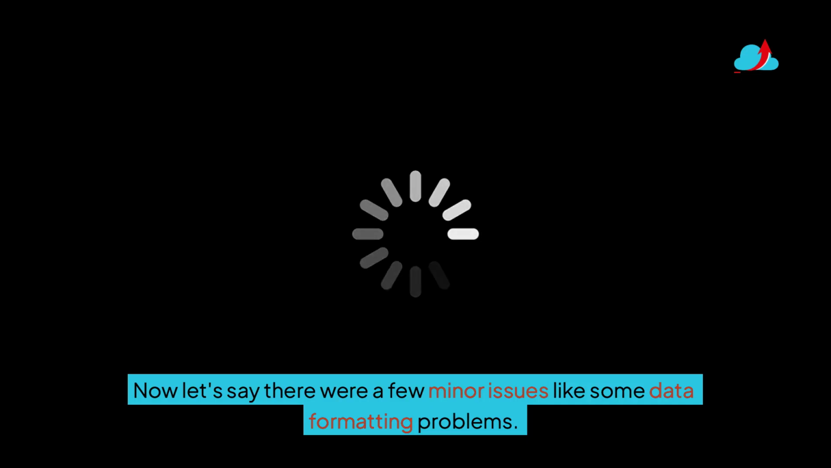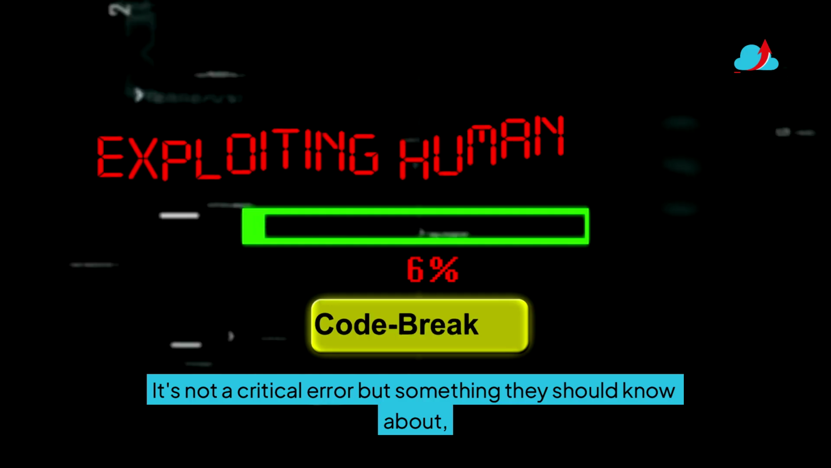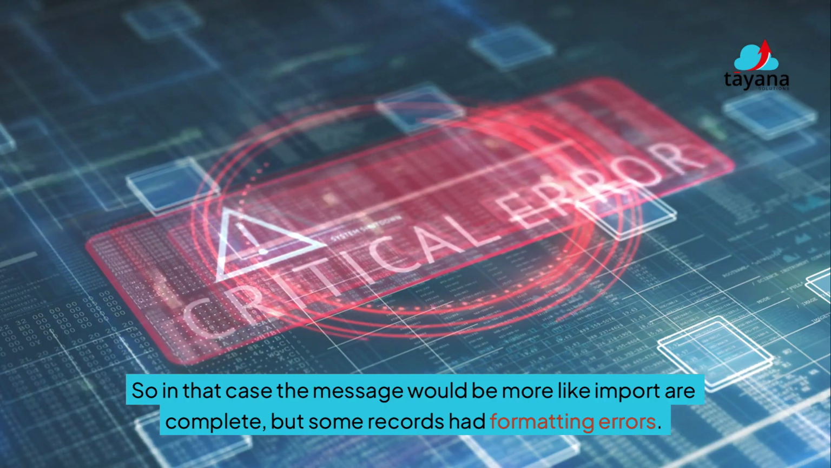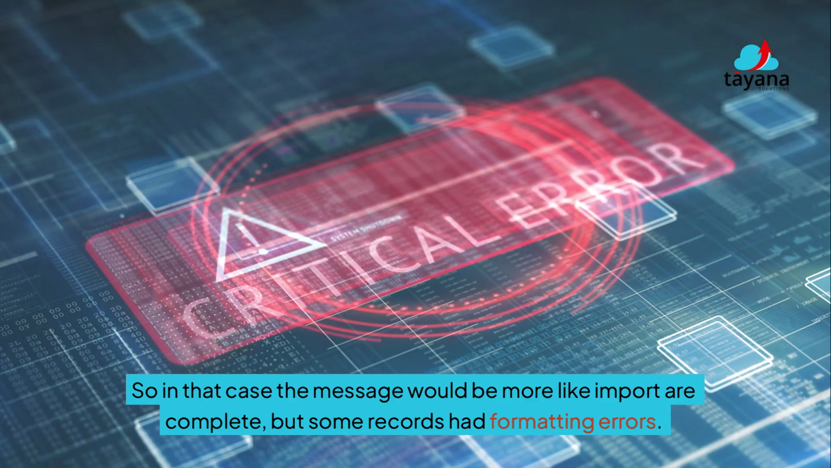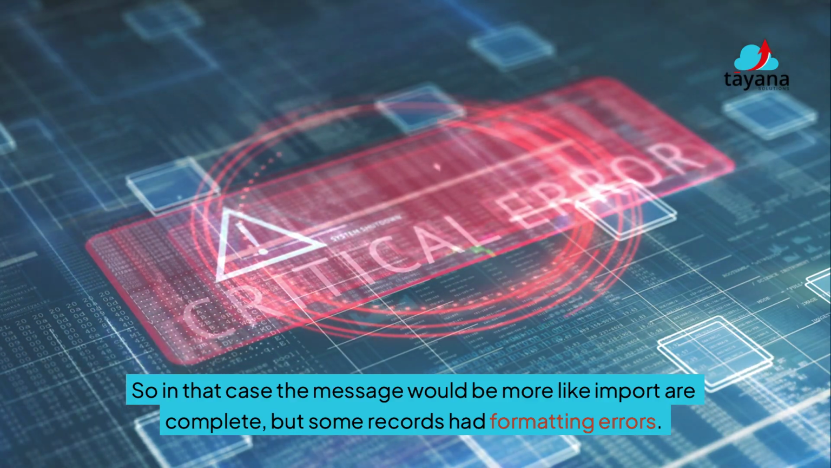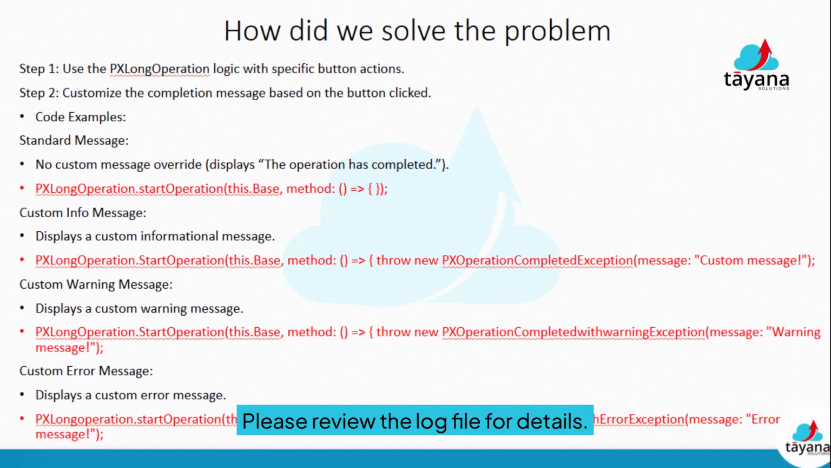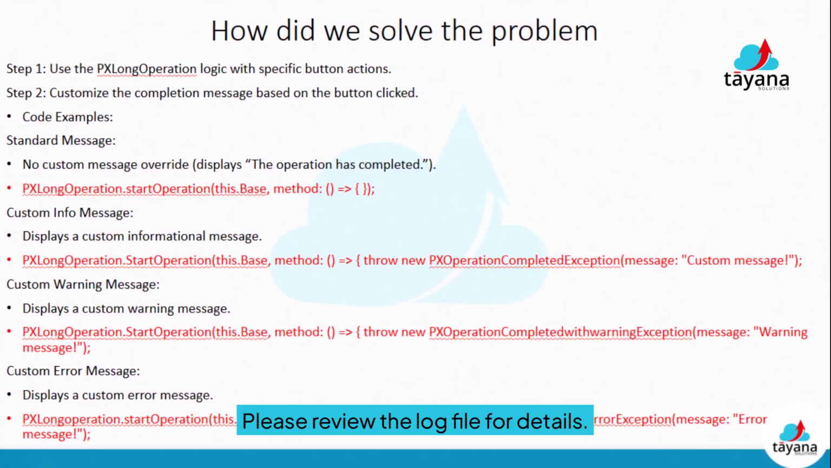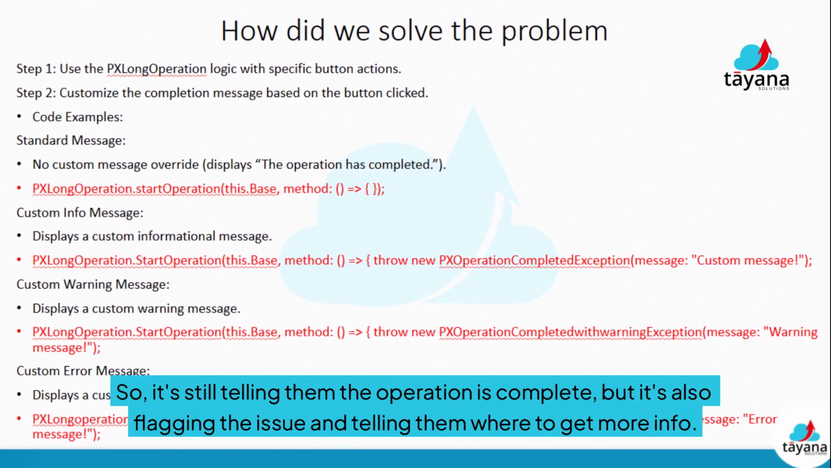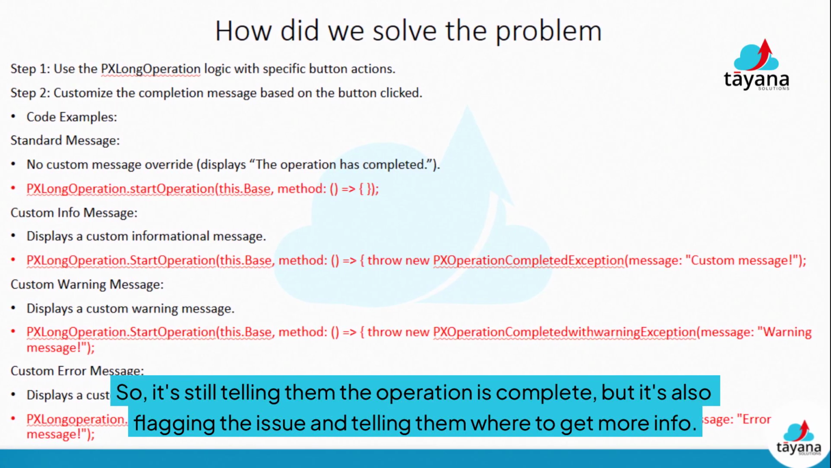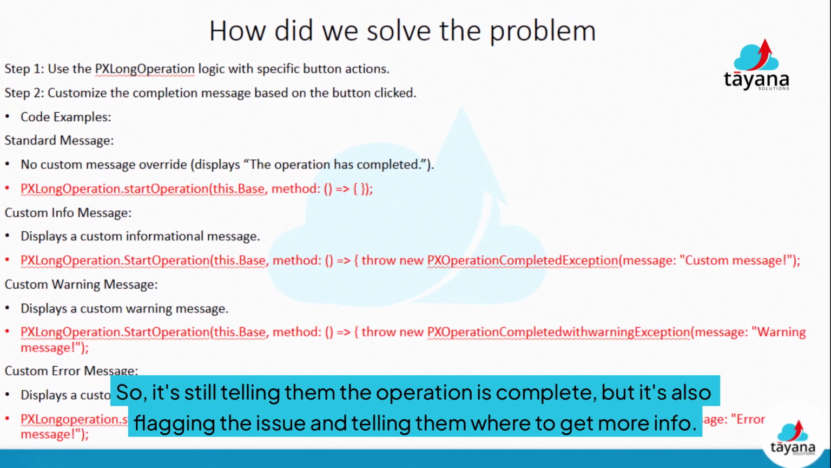Much better already. Now let's say there were a few minor issues, like some data formatting problems. It's not a critical error, but something they should know about. Right. So in that case, the message would be more like, import complete, but some records had formatting errors. Please review the log file for details. Okay, so it's still telling them the operation is complete, but it's also flagging the issue and telling them where to get more info. Exactly.